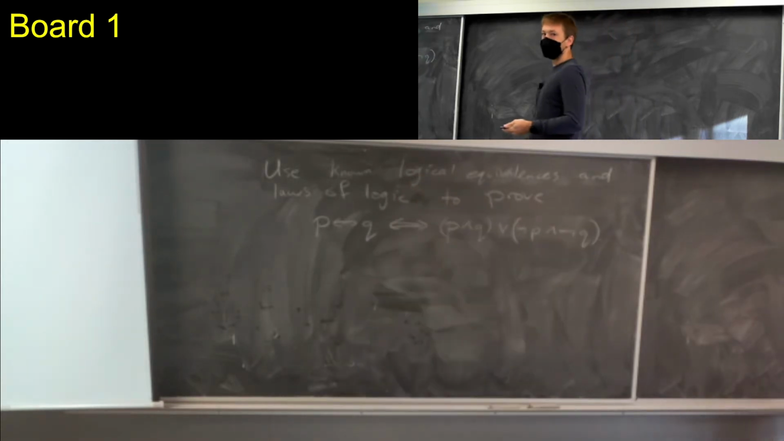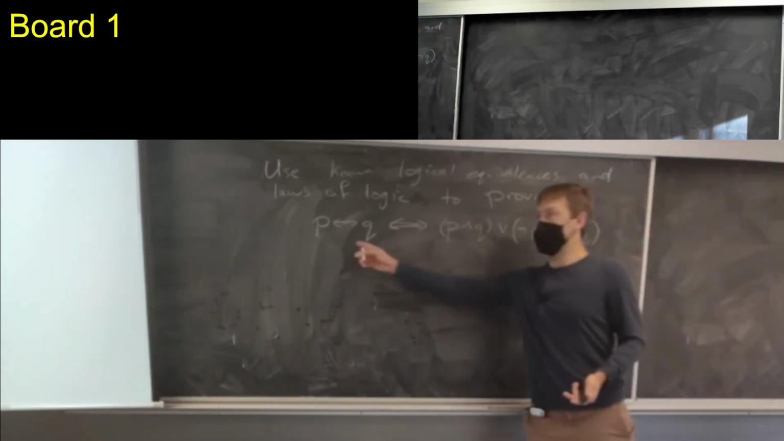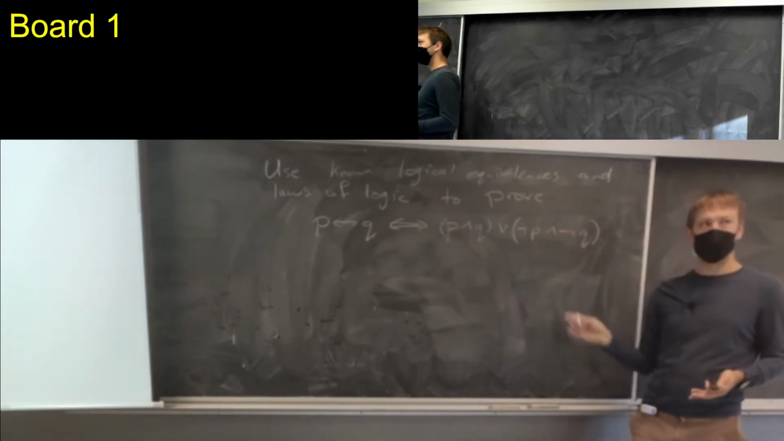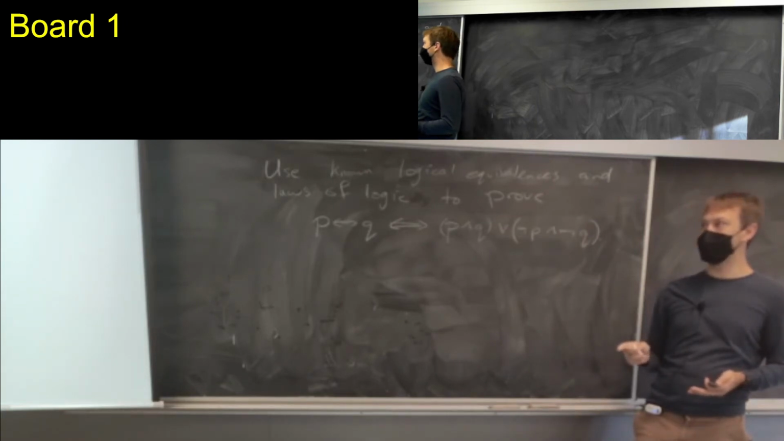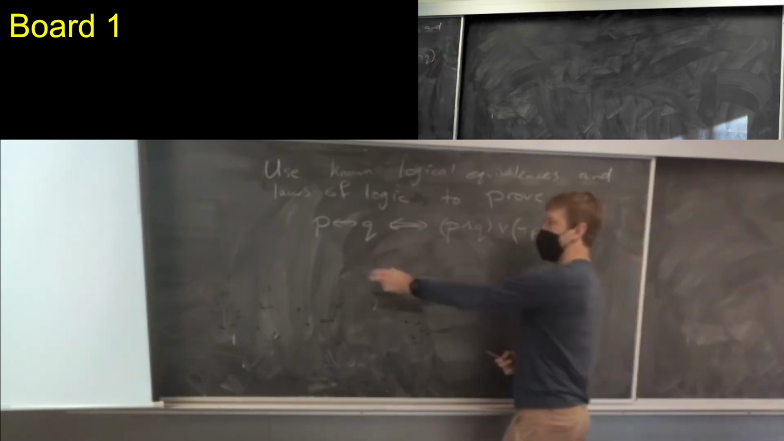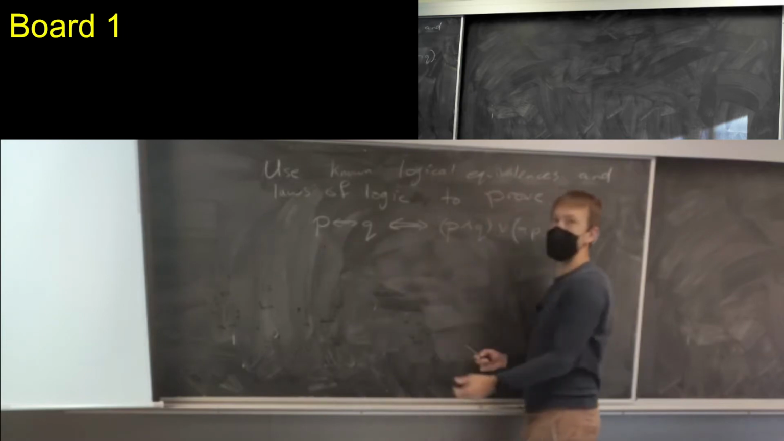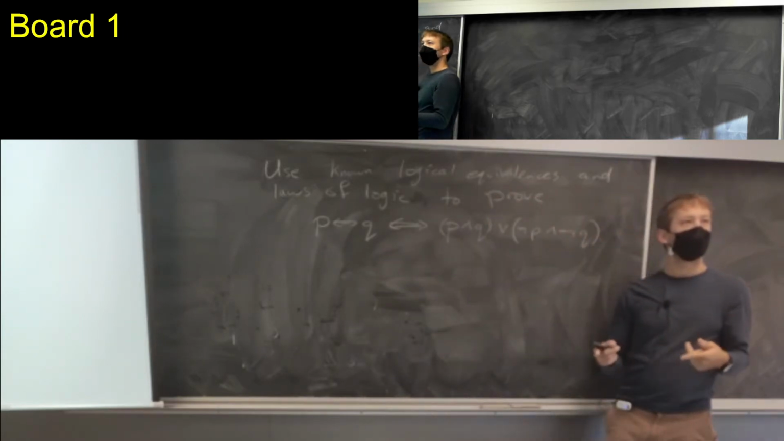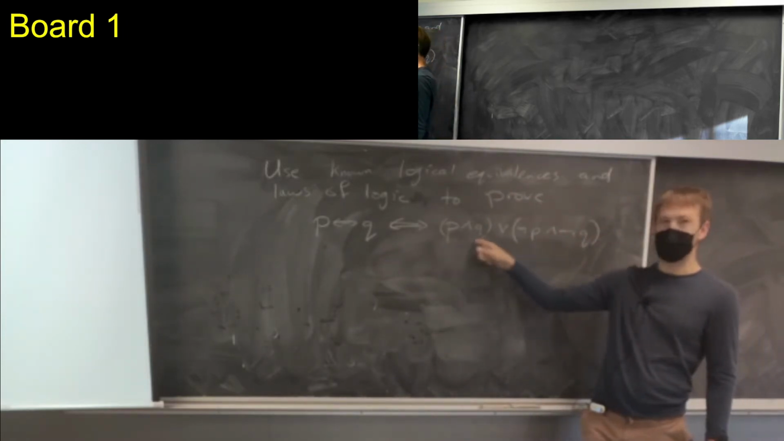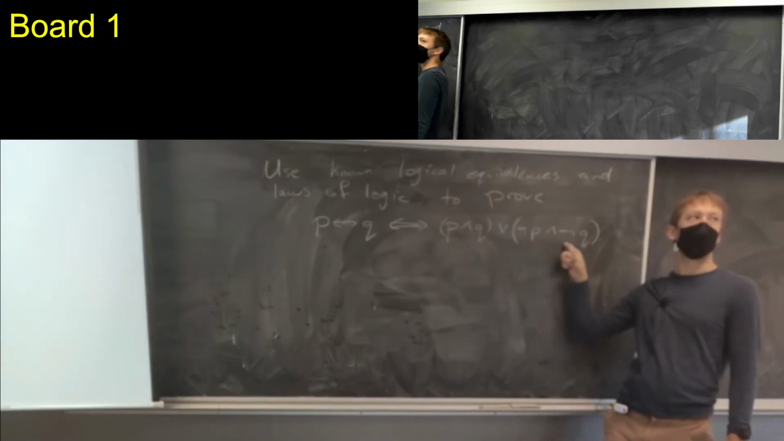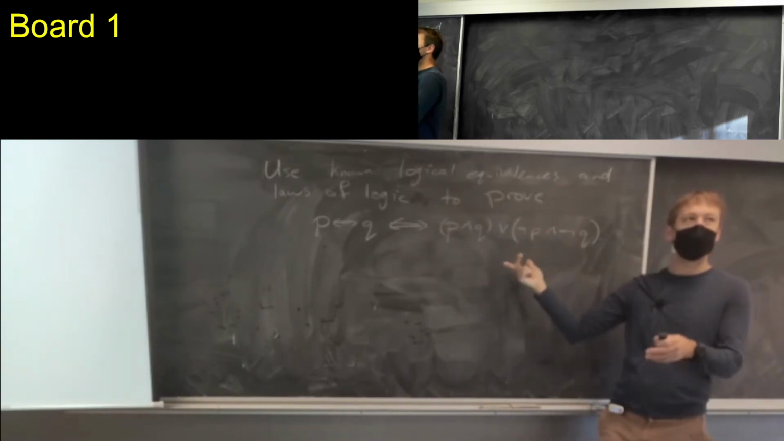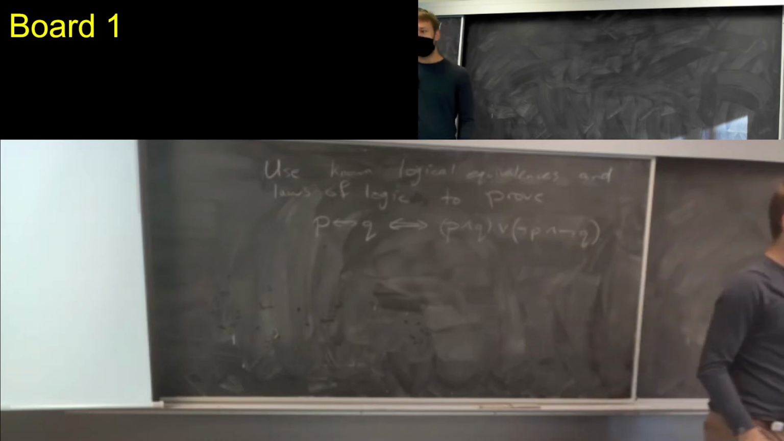In some sense, this is kind of evident, the fact that this is true shouldn't surprise you, right? Because P if and only if Q means they have the same truth value, right? Which is the same as saying P and Q are true, or not P and not Q are true. So this makes sense, but you still have to actually prove it.